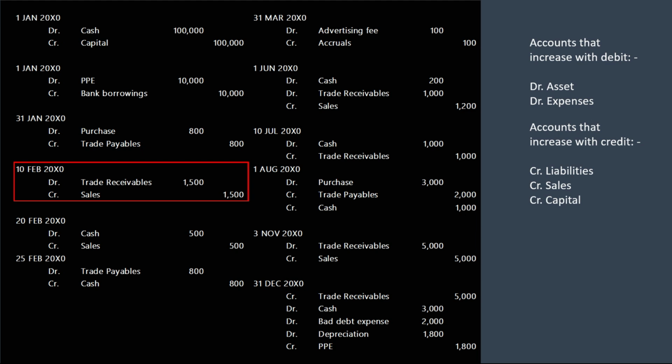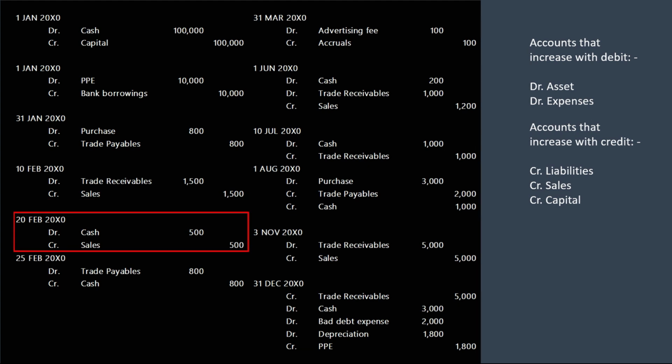Therefore, we debit trade receivables, an asset account on the balance sheet, and credit sales, which is a profit and loss account, meaning the company had increased its revenue by $1,500. On 20th of February, Michael's company sold his products to another customer for $500 in cash. So this time we debit cash and credit sales to record this transaction.